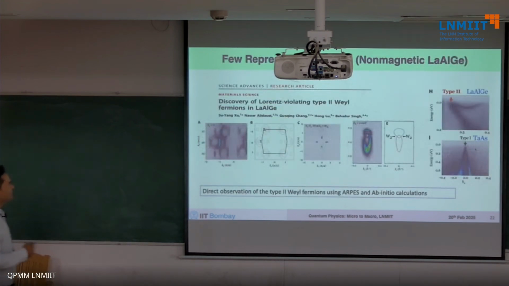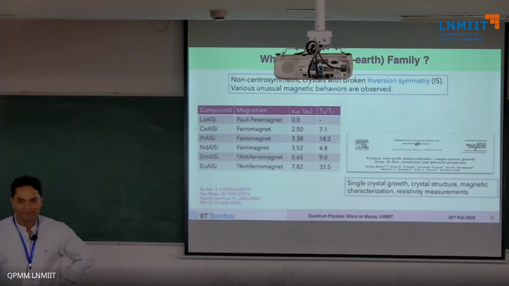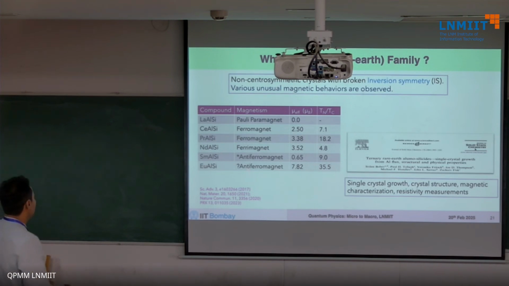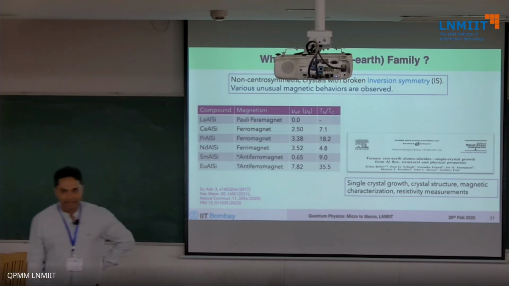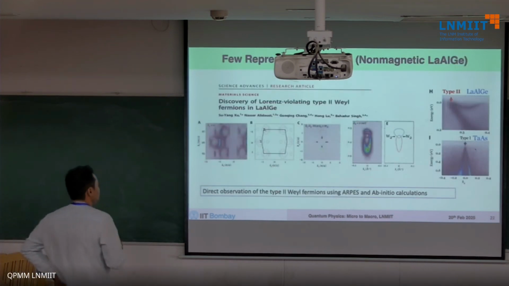So these are some of the representative cases in this class. I will probably not go into much detail, but I'll quickly tell you: praseodymium. So lanthanum, cerium, praseodymium, neodymium, samarium, europium. All of these are f-electron systems, so they are strongly correlated.